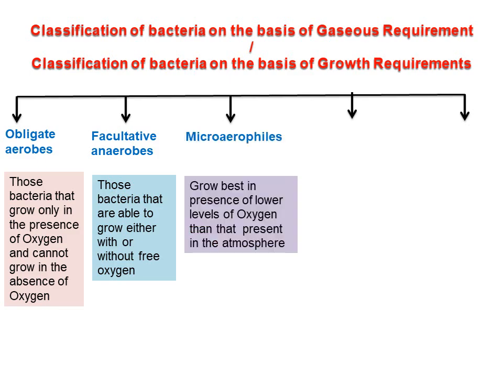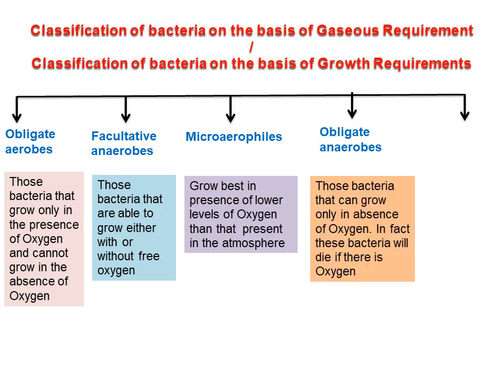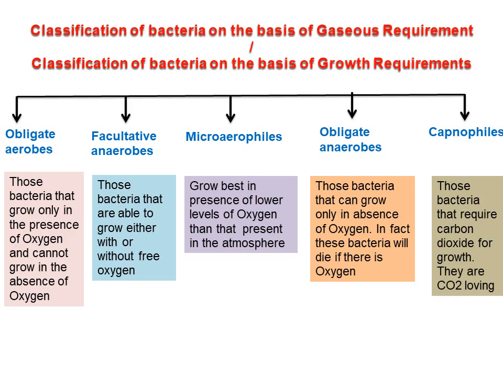Microaerophiles grow best in presence of lower levels of oxygen than that present in the atmosphere. Obligate anaerobes, those bacteria that can grow only in the absence of oxygen. In fact, these bacteria will die if there is oxygen. Capnophiles, those bacteria that require carbon dioxide for growth. They are carbon dioxide loving.